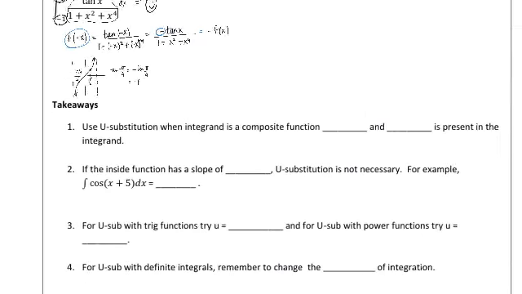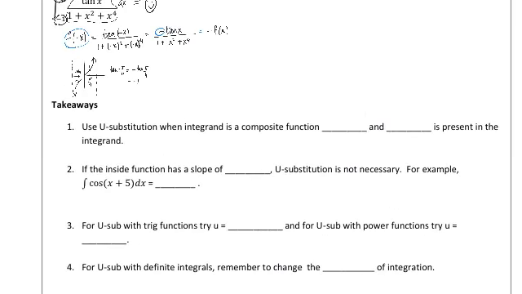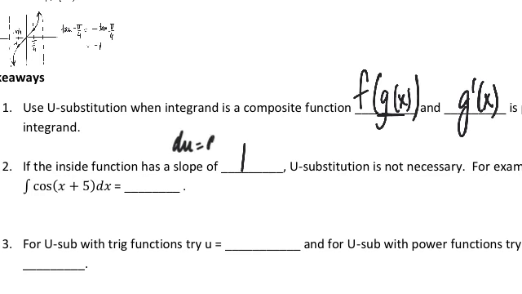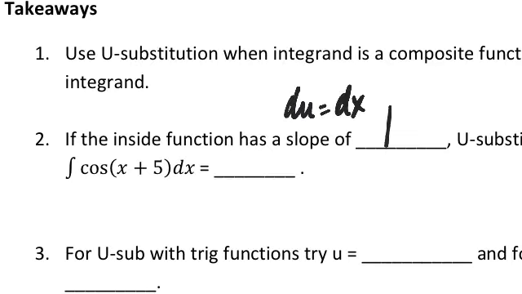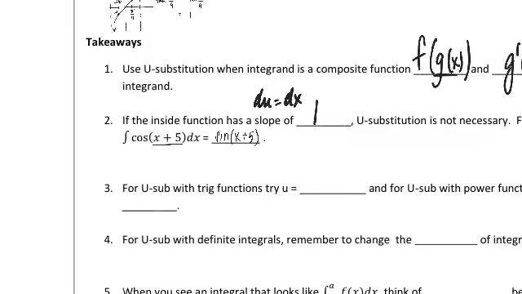Okay, takeaways. Pause the video and do the problems, and then check what I'm saying. Use U substitution when the integrand is a composite function f of g of x and g prime of x, the derivative of the inside, is somehow present in the integrand. If the inside function has a slope of 1, U substitution is not necessary. This is that case I was telling you where du is equal to dx. So here we see an inside function, but the du will be equal to the dx. So I can just go, this is just sine of x plus 5, plus c.